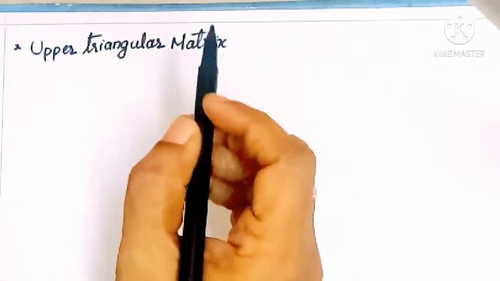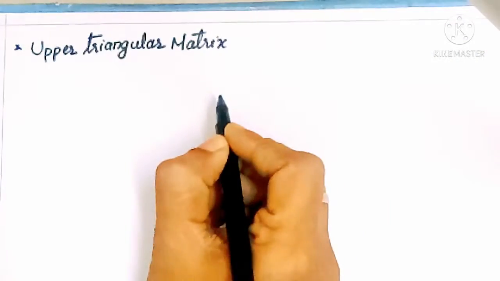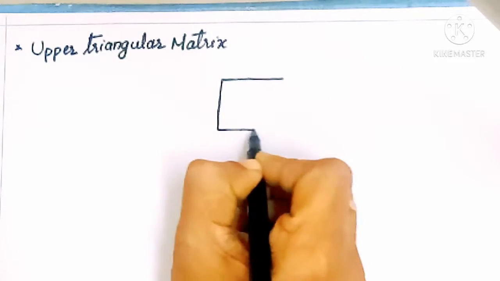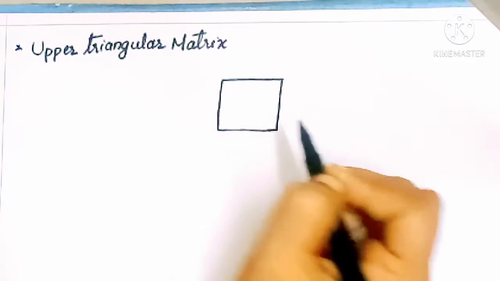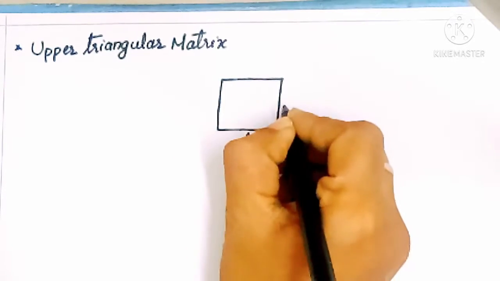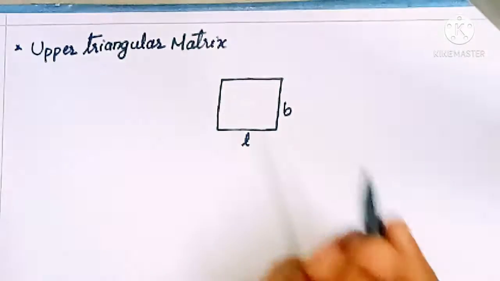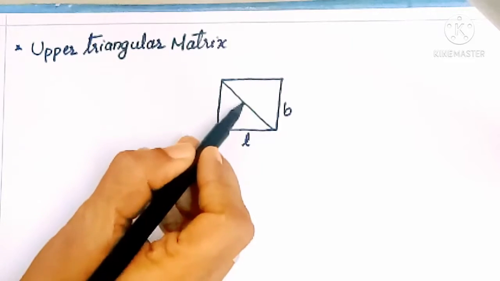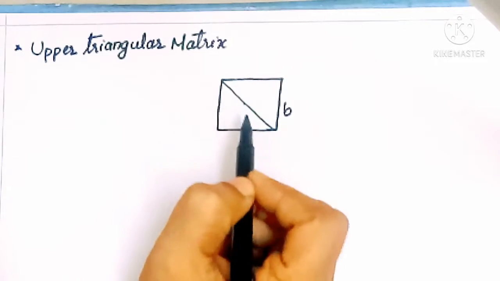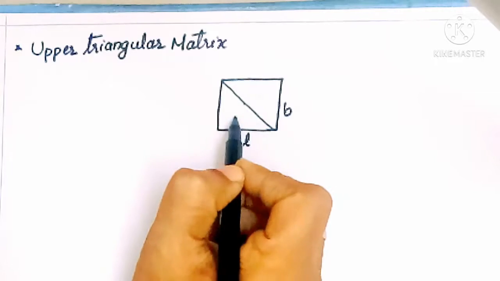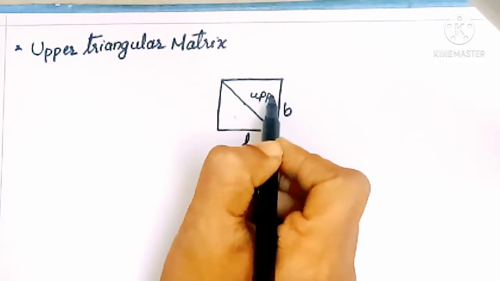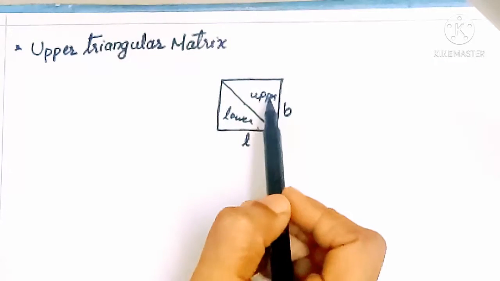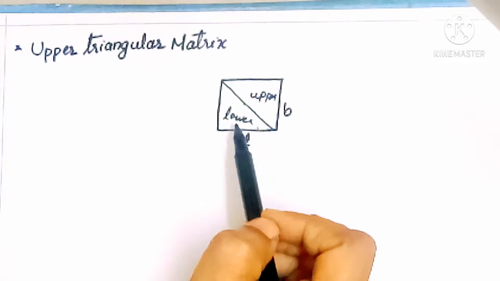To understand this concept, first we can draw a square. This is a picture of a square. Here length and width become equal. Here we can draw a diagonal. If you consider this diagonal, it divides the square into two equal triangles. This is the upper triangle. This is the lower triangle. Did you understand?